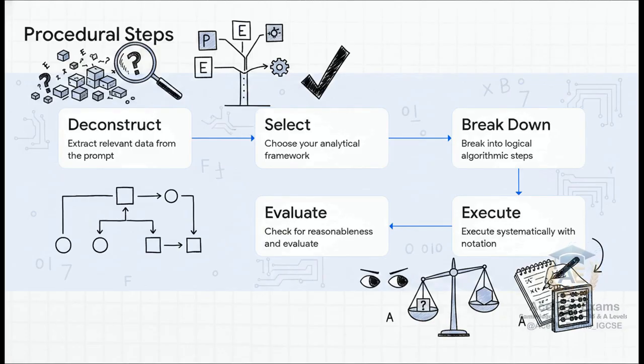Step 4, execute systematically with perfectly clear notation. And step 5, evaluate and justify your final answer for reasonableness. If you train yourself to follow this exact methodology every single time, then even if your final mathematical conversion from binary to hex happens to have a slight calculation error, you will still pick up the vast majority of the method marks because the examiner can clearly follow your structured logic.